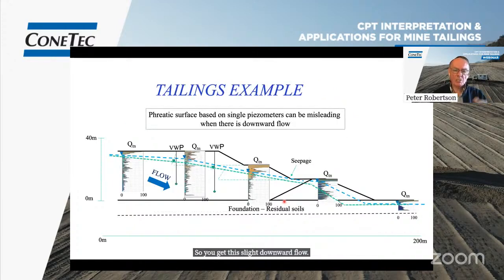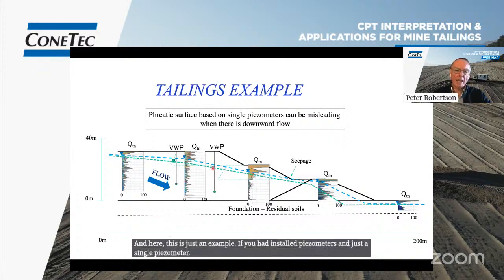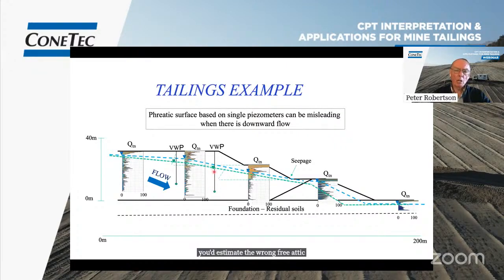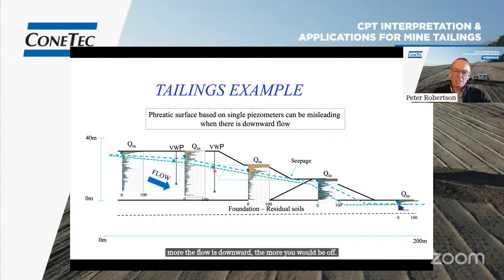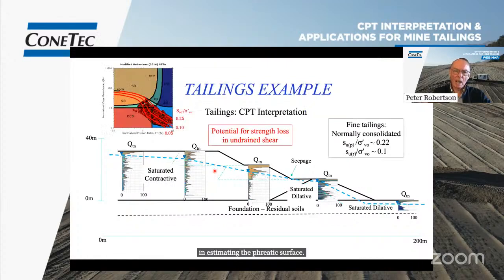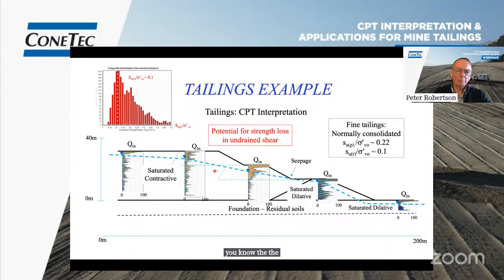And here, this is just an example. If you had installed piezometers and just a single piezometer, you'd estimate the wrong phreatic surface because the downward flow means you would be off a little bit. And the more the flow is downward, the more you would be off in estimating the phreatic surface and how important that can be. And this is just illustrating the statistics of the data. I showed you that profile earlier.